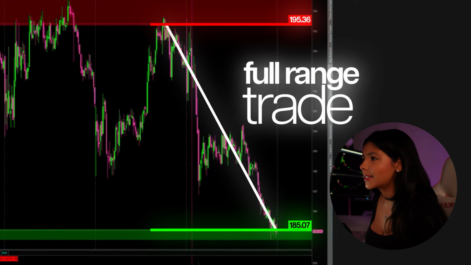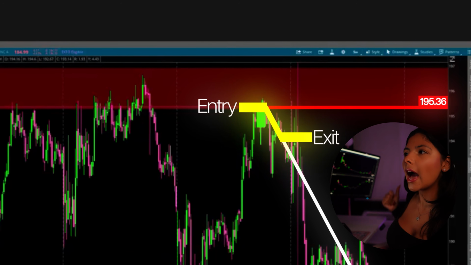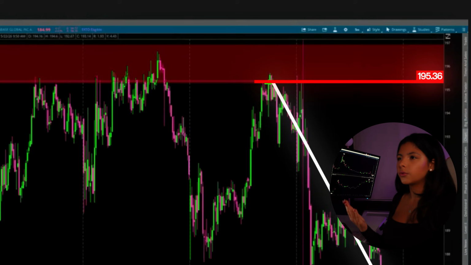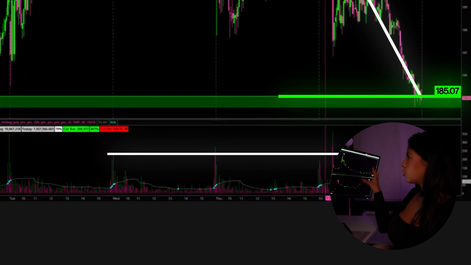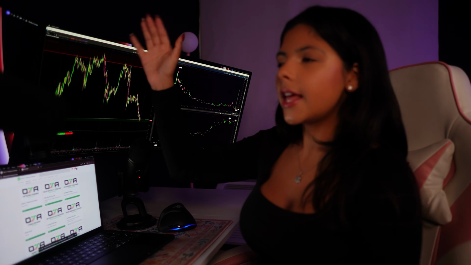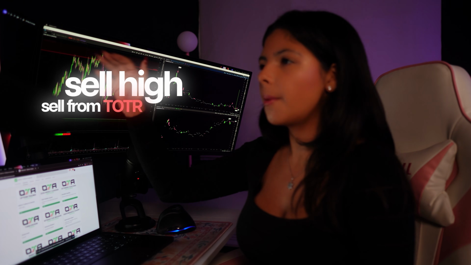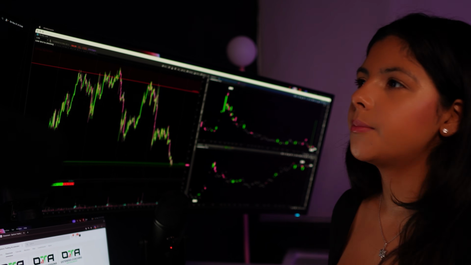That is not a little scalp. That is not me trying to catch one candle and then get out immediately. That is me trading from zone to zone based on my analysis. As you can see, coin for the past couple days has been trading inside the same range. So I'm doing a very simple strategy: sell from the top of the range and target the bottom of the range, just like this range coin has been trading in.